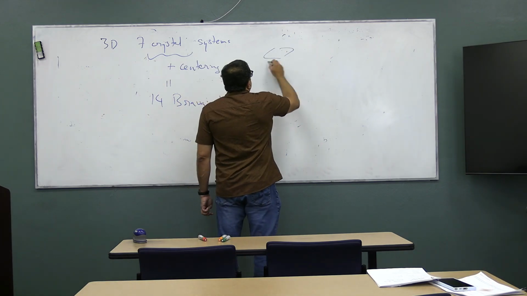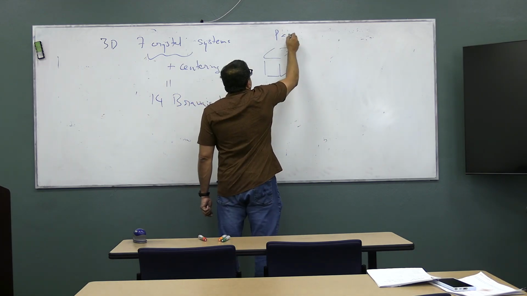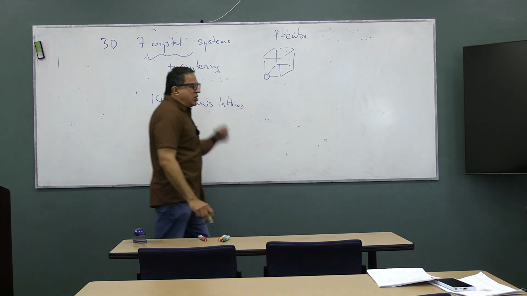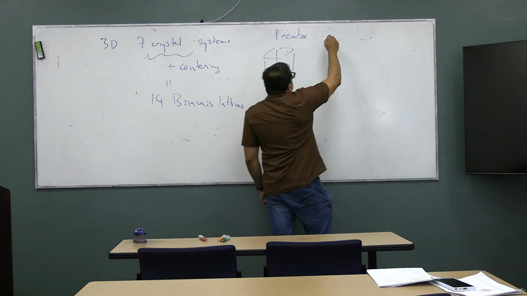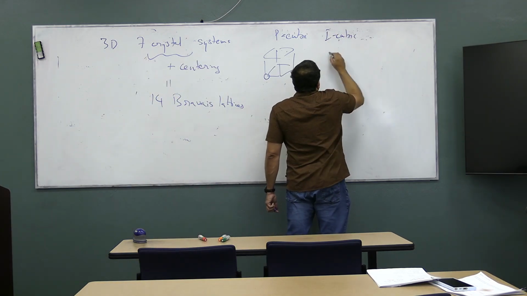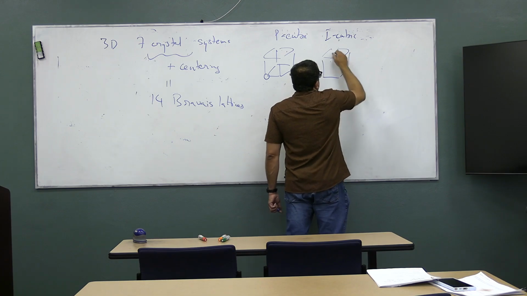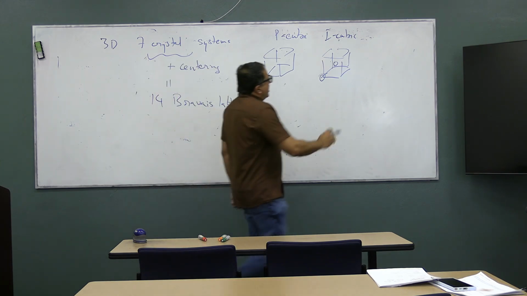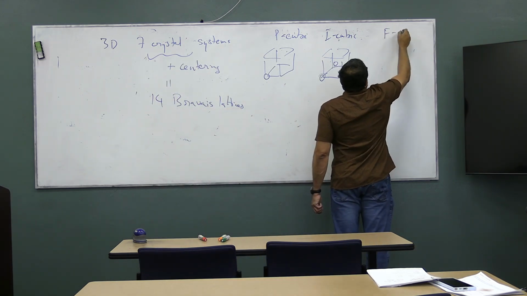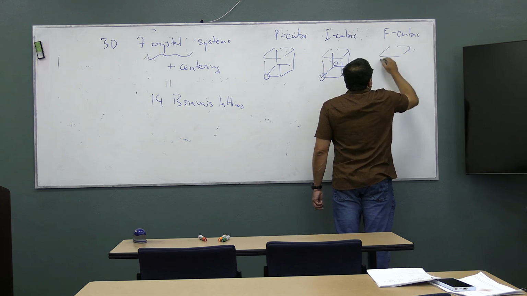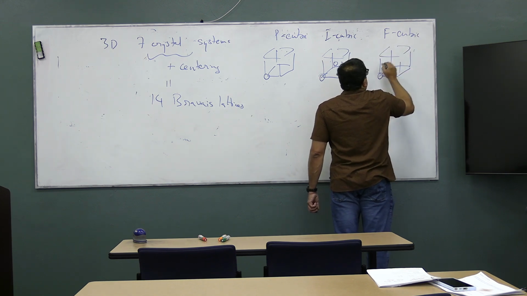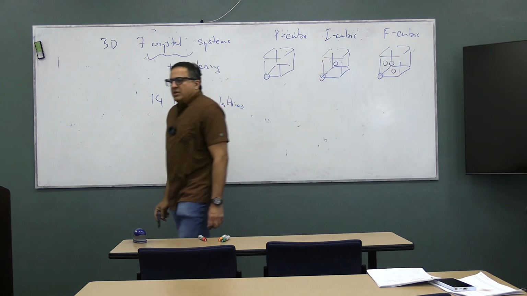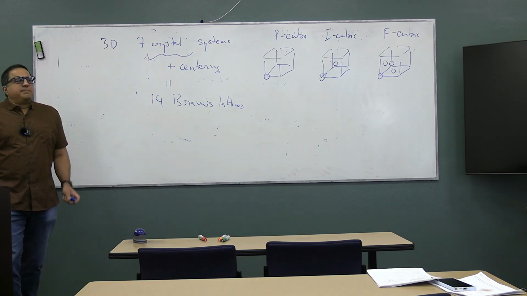So for example, this would be called P cubic, for primitive. Let's say there's an atom in the corner, it stays in the corner. Then you would have I cubic, where an atom in the corner, the same atom goes to the center, and you have F cubic, where an atom in the corner goes to the centers of all the faces. Okay? So those are examples of centering.